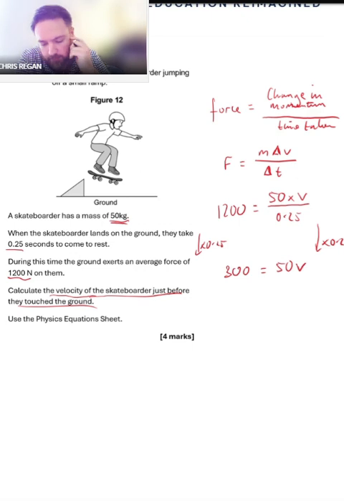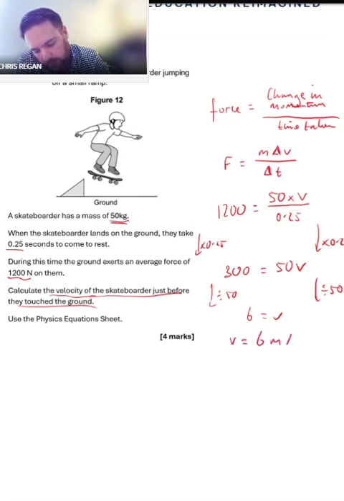Don't bother with the multiply sign now. And then divide by 50. Again, we're doing this on both sides. We're solving an equation, we've got to balance. So divide by 50, what we've got is 6. So V is 6 meters per second. And that is your answer.